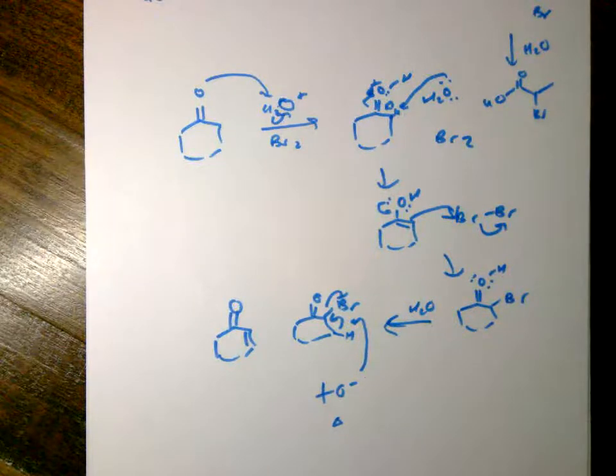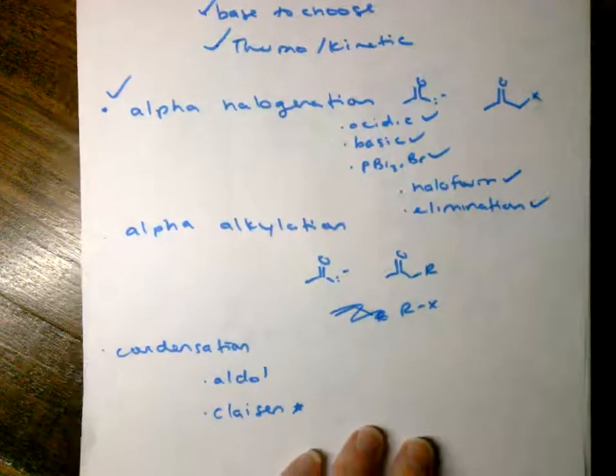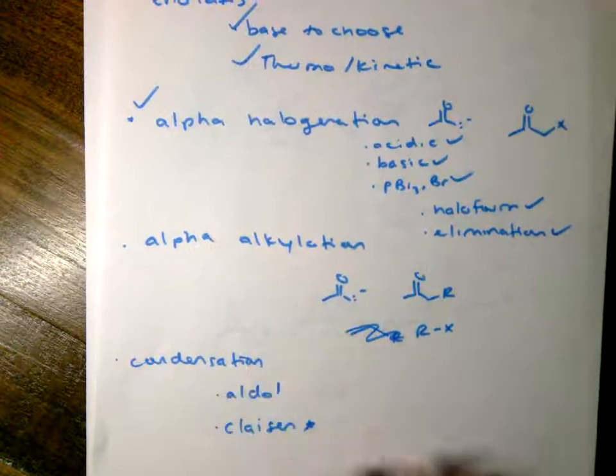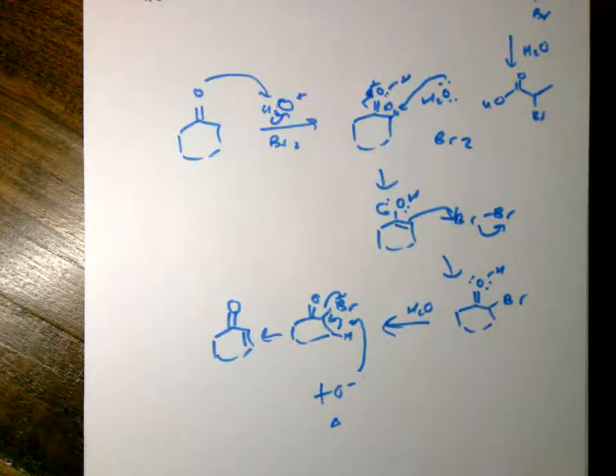And you've seen E2 reactions over and over again. You're just seeing it in a new context now. So that's the elimination reaction. So that's all about alpha halogenation. Now, alpha alkylation is actually even more simple, I think, than alpha halogenation, because this is definitely something you've seen before.